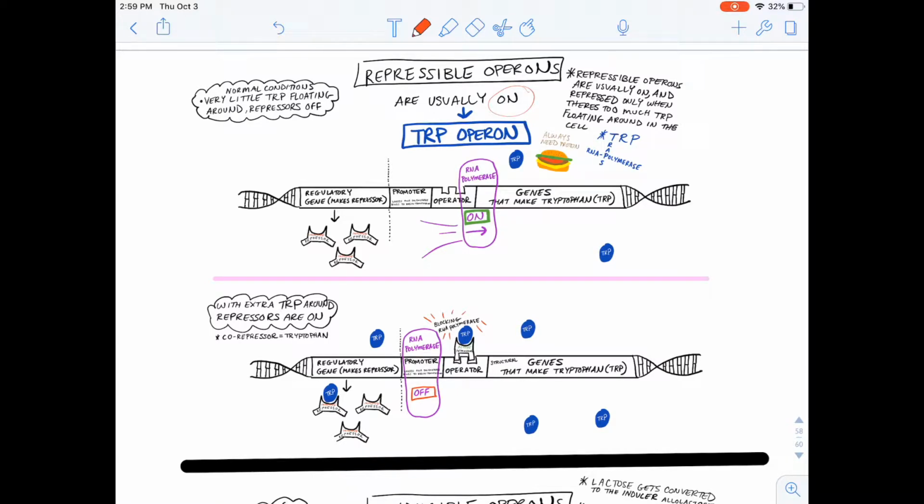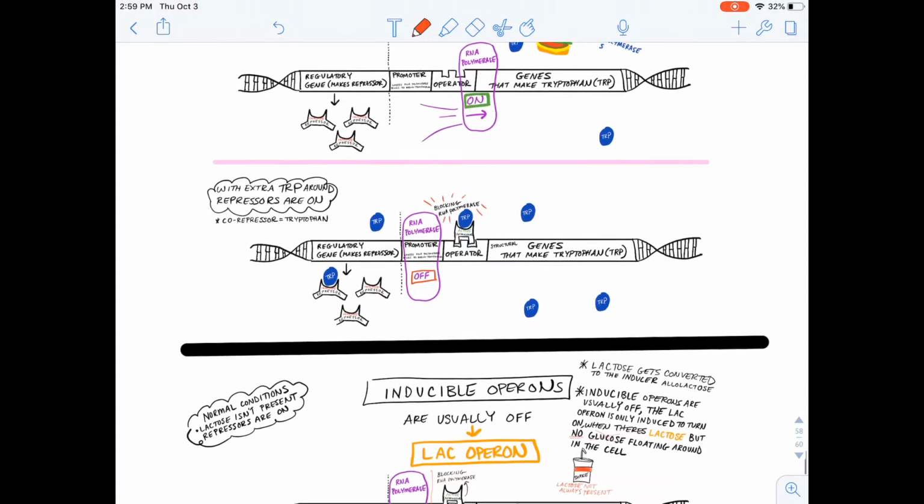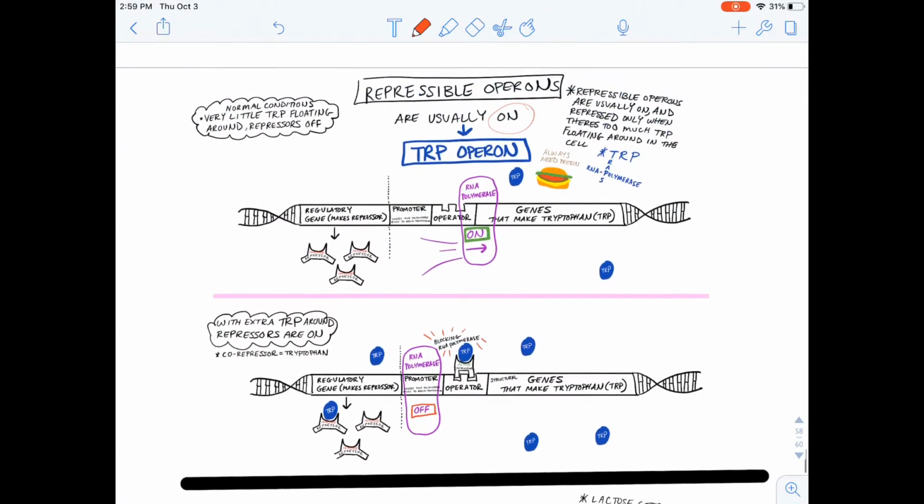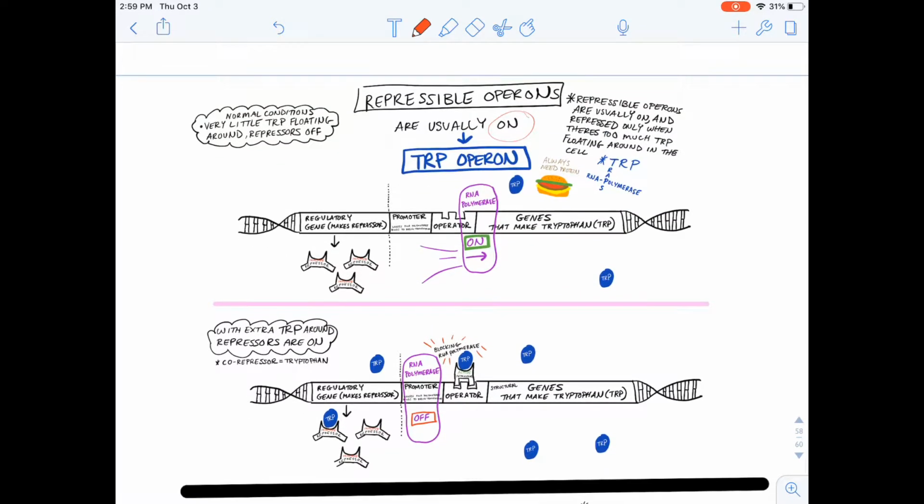So I wanted to compare the TRP operon and the LAC operon of a bacterial E. coli cell. So the TRP operon, it's good to note that it's usually on, because the TRP operon produces these genes here that create tryptophan. And tryptophan is an amino acid that we need to build proteins. So because we always need protein, you can almost say it's always on, it's mostly on.